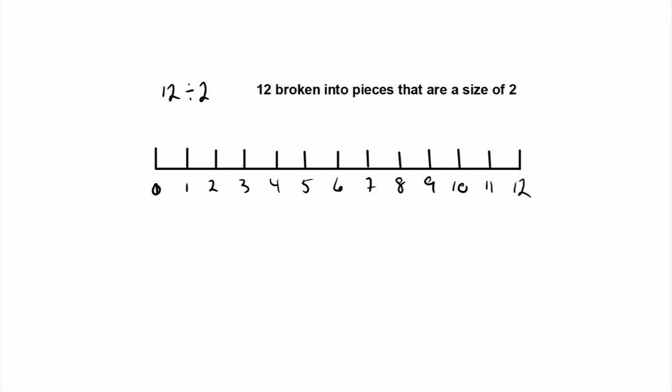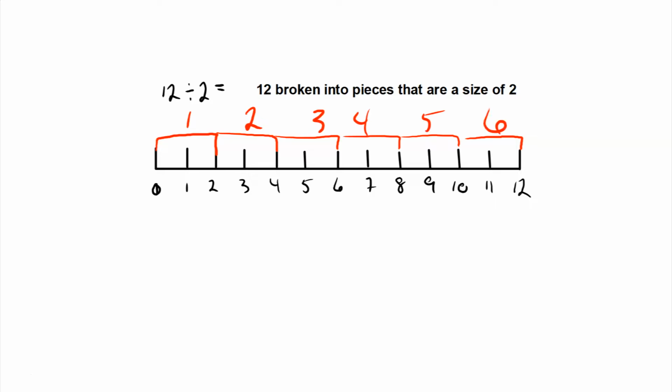Another way of looking at that is, what is 12 when it's broken into pieces that are the size of 2? We start with a number line from 0 to 12, and we're going to break it up into chunks that are the size of 2. And when we do that, we see that we get 1, 2, 3, 4, 5, 6 pieces. So, not surprisingly, 12 divided by 2 is equal to 6.